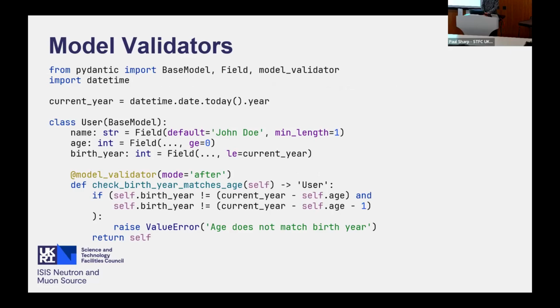So we've said if your birth year is not equal to the current year minus your age, or if you're later in the year, current year minus age minus 1, then they don't match up, and we'll raise a value error saying age does not match birth year. Just as before, we want to raise a value error or an assertion error for Pydantic to be able to spot what's happening. So that's where we are with all the different validators.